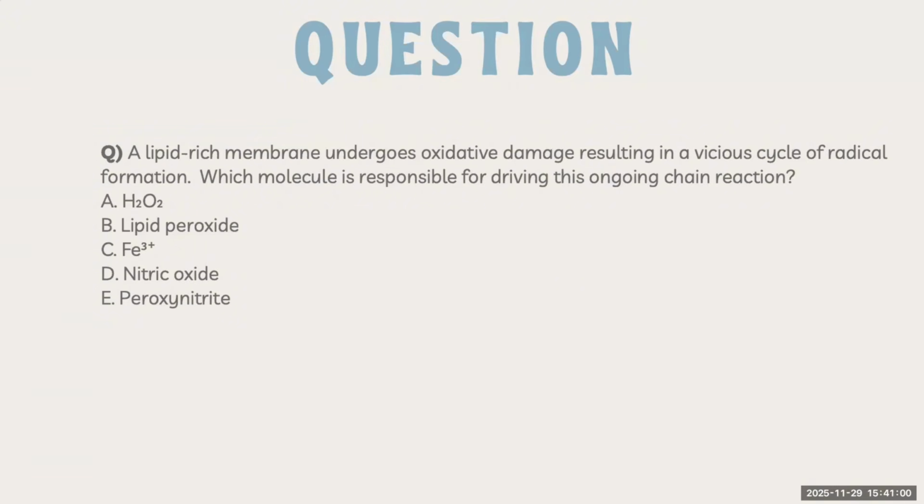Okay, yes, it is B. So as we said, lipid-rich membranes, so lipid peroxides are the ones that cause oxidative damage. Lipid peroxide will go and have oxidative damage on the adjacent lipids, leading to the formation of more lipid peroxides, and these will basically form a vicious cycle of free radical formation. So it is B. Okay.